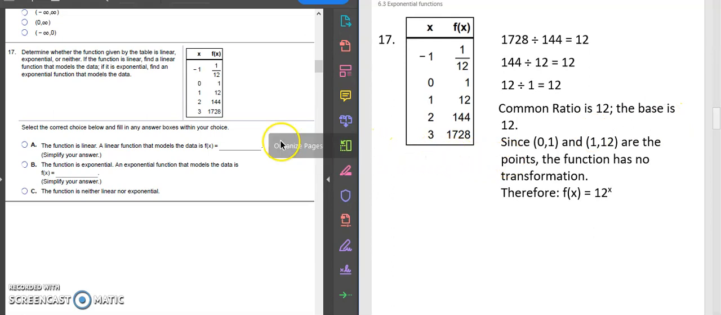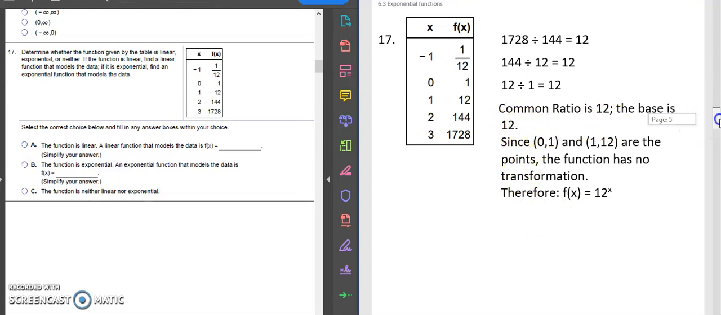However, when you divide the terms, when you do 1728 divided by 144, you see that you get 12. When you divide 144 by 12 again, you get 12. When you do 12 divided by 1, you see you also get 12. Therefore, it's safe to conclude that the common ratio is 12, and our base for our exponential function is going to be 12. Now, we need to make sure that there are no transformations on the exponential function.